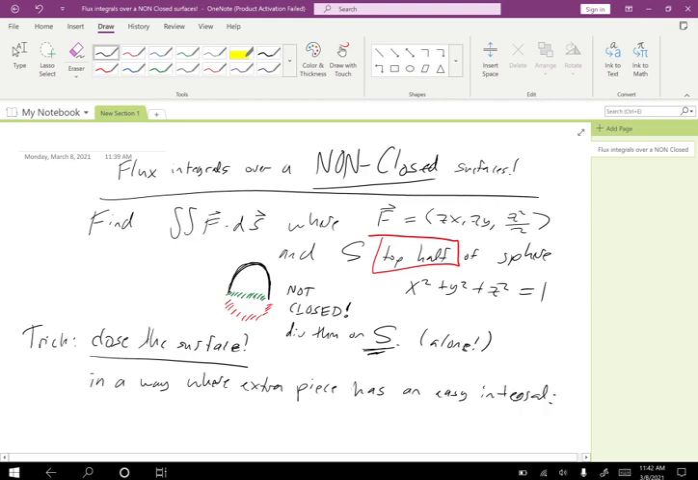So I'm going to choose z equals 0 and x squared plus y squared less than or equal to 1, the standard unit circle. In other words, I'm choosing the green piece. And the reason is because I want to use the z equals 0 property.